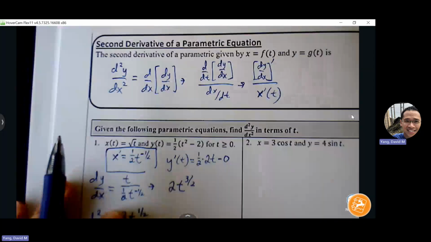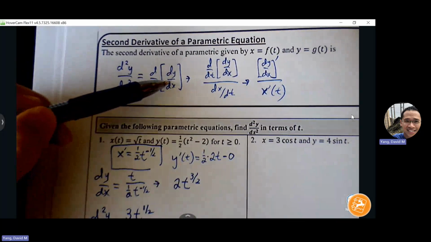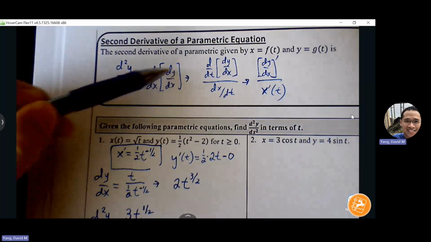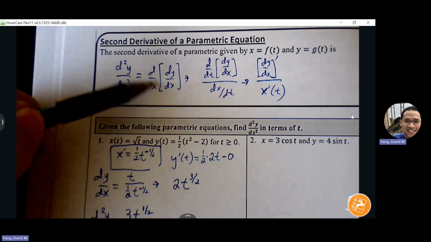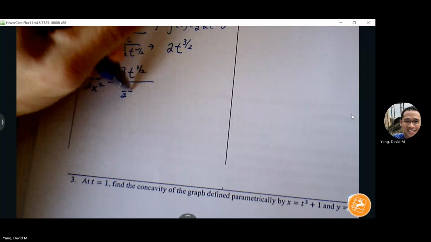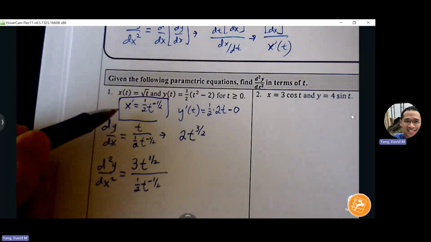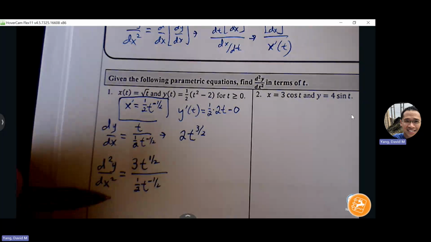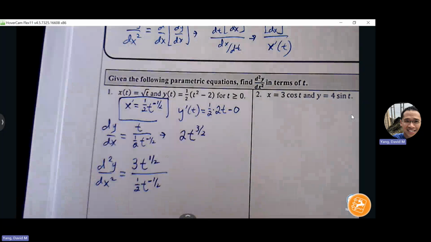Well, we're essentially finding the derivative of dy/dx with respect to x. That's basically what's happening there. So once you find x prime, you know that x prime is going to be used twice, right? Once to find the dy/dx, and also once in the denominator of your second derivative.